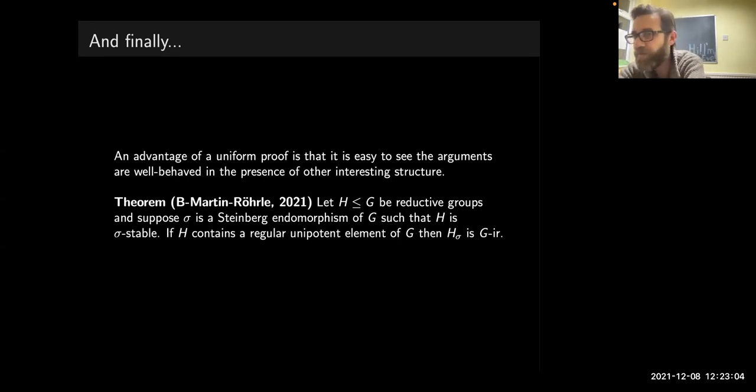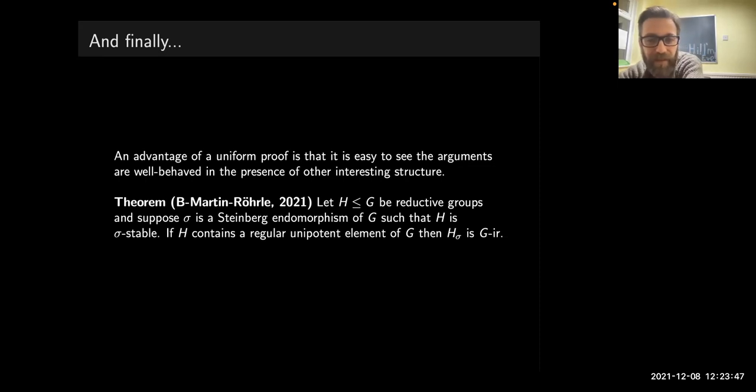Again, because the proof we've written down is so well behaved, you can layer on some additional structure and just check that things still go through. In this case, the extra structure is coming from a so-called Steinberg endomorphism. That's a surjective map G to G with a finite fixed point set. A Frobenius, for example, would be an example if you're working over the algebraic closure of a prime field.